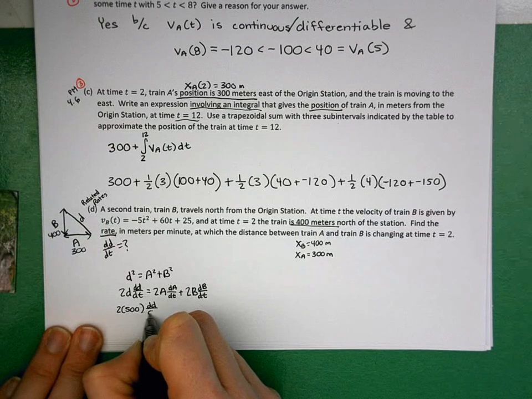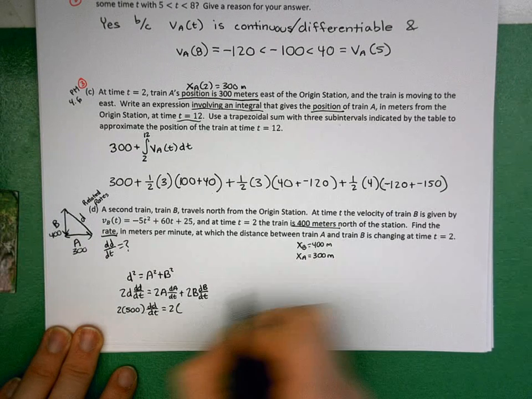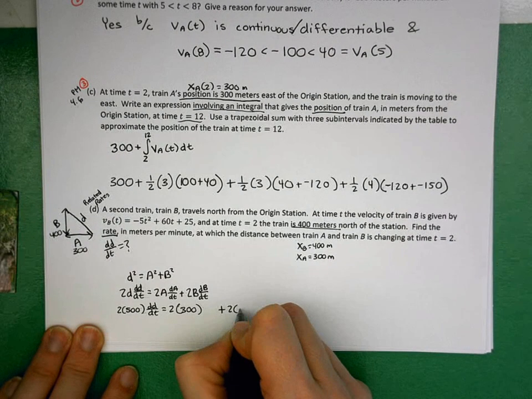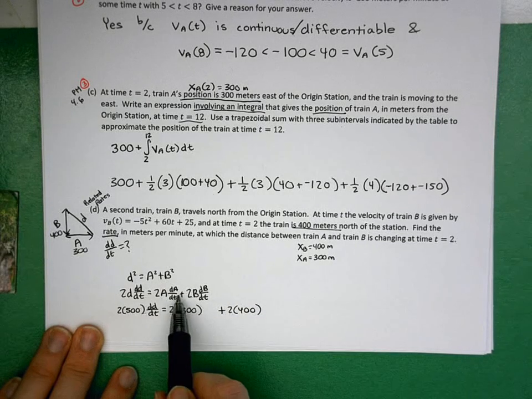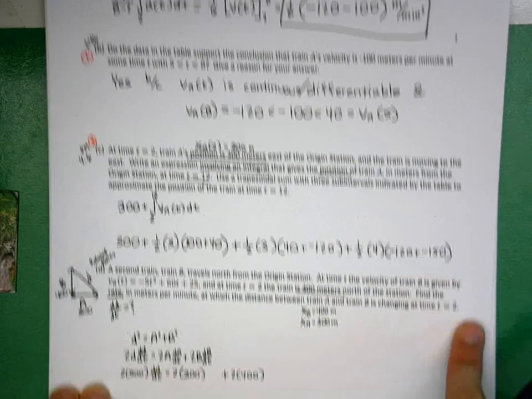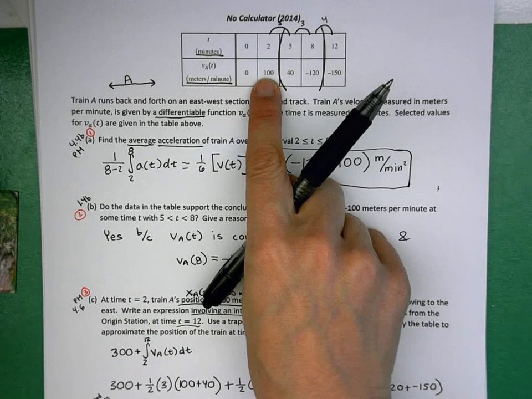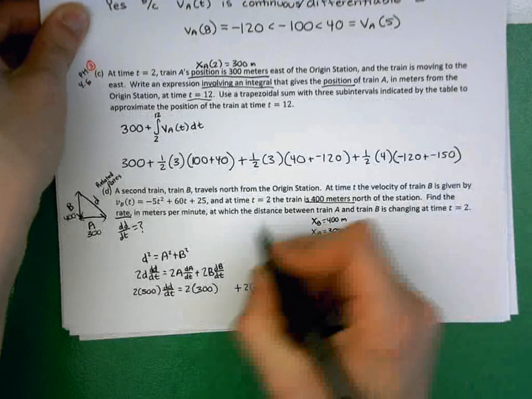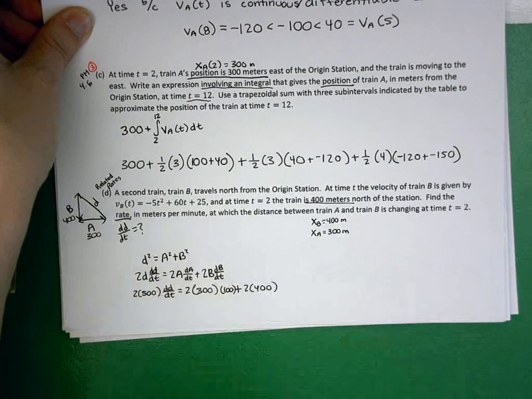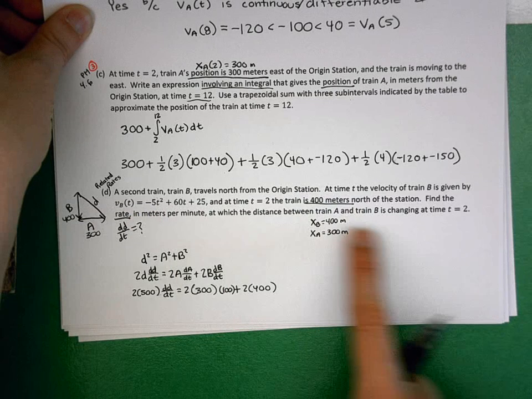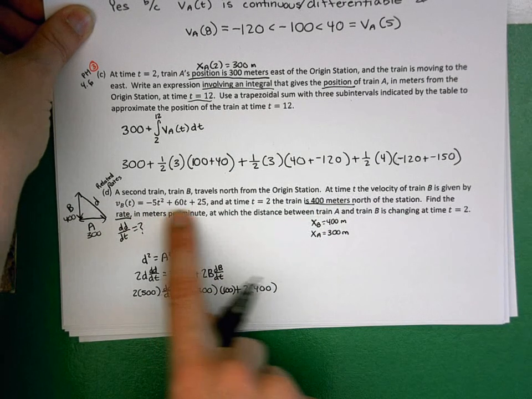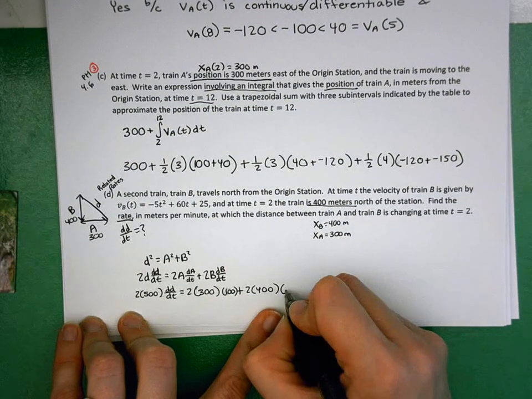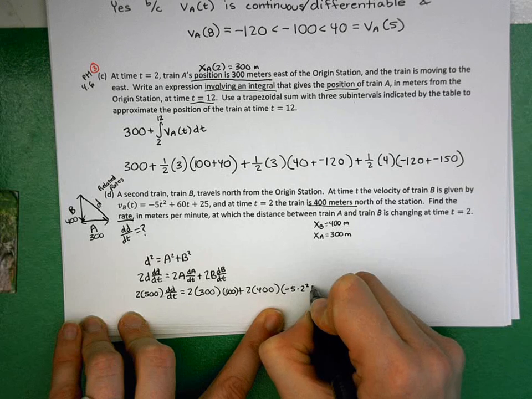My A was, again, 300. My B was 400. My dA/dt, my velocity at time t equals 2, was 100. Here's my dA/dt. Remember, velocity is a derivative. Okay. My dB/dt, my velocity of B, is this function here. Remember, non-calculator, so you can take the time to evaluate that if you want, or you could simply plug in your 2 and call it good.